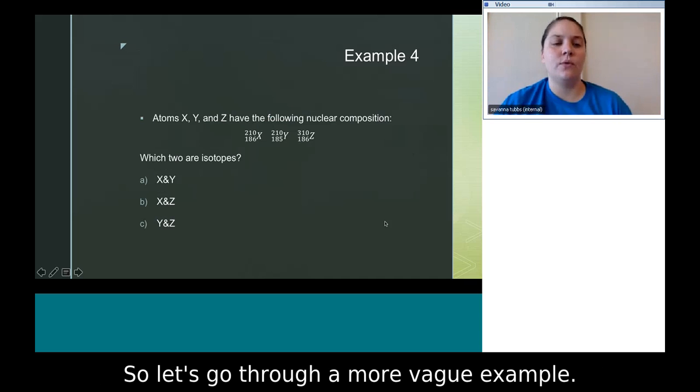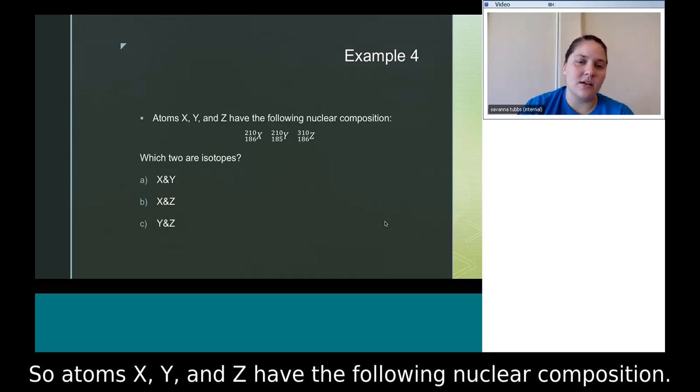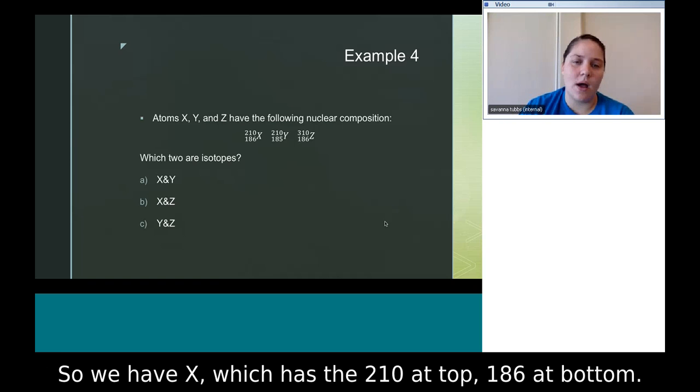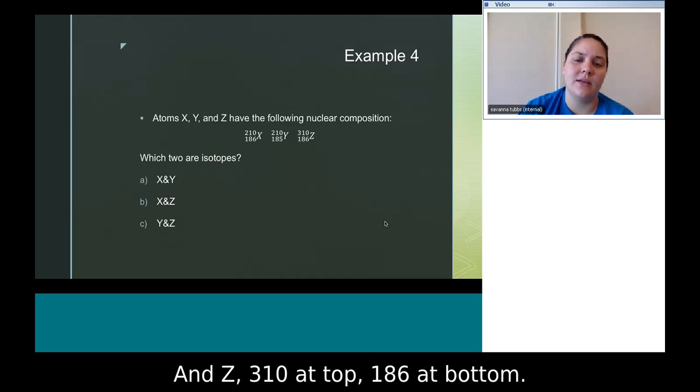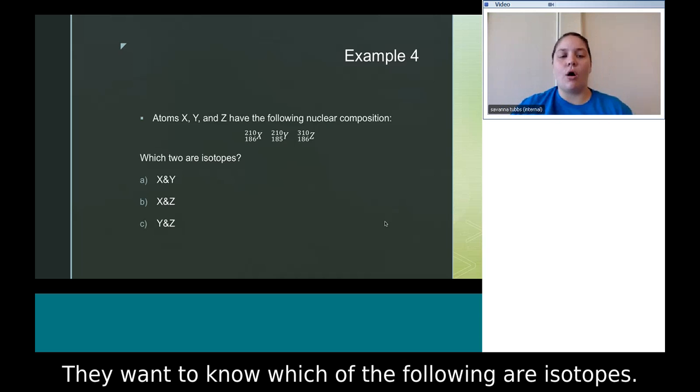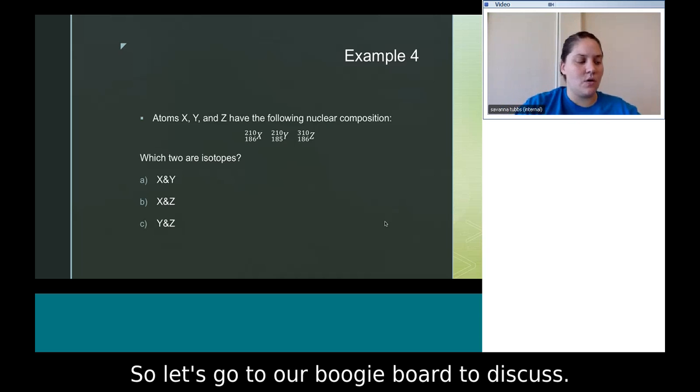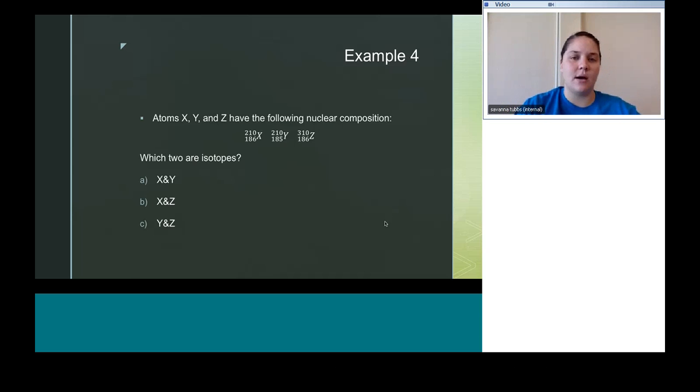So let's go through a more vague example. Atoms X, Y, and Z have the following nuclear composition. We have X, which has 210 at top, 186 at bottom, Y, 210 at top, 185 at bottom, and Z, 310 at top, 186 at bottom. They want to know which of the following are isotopes. So let's go to our boogie board to discuss.